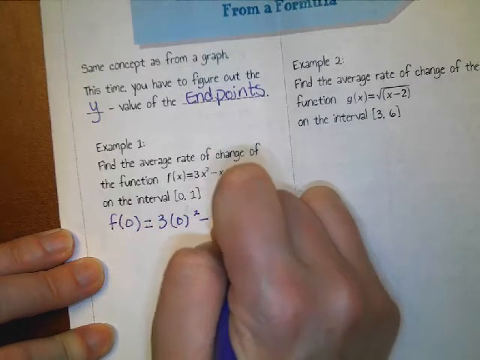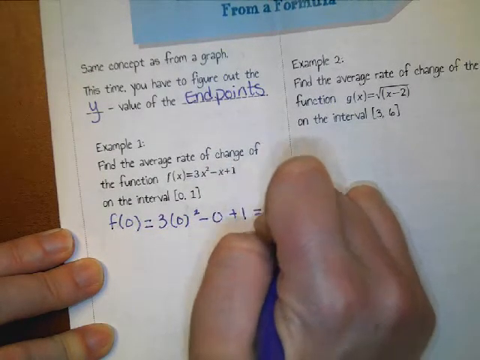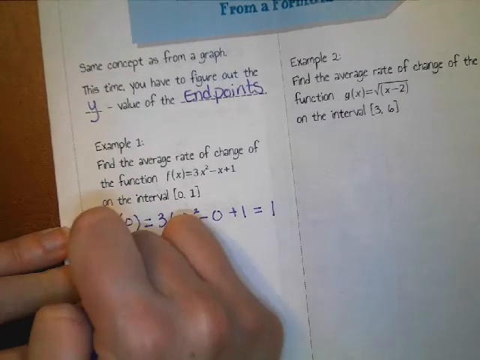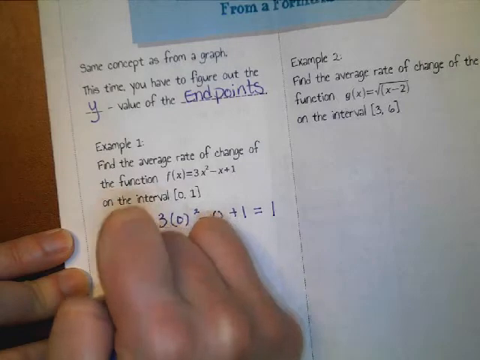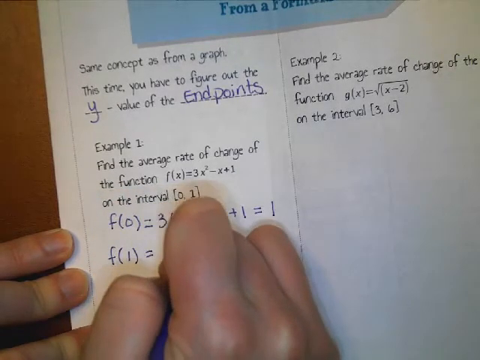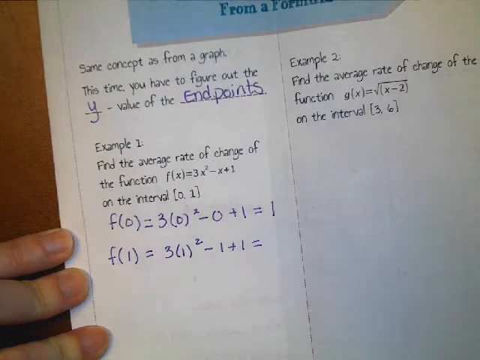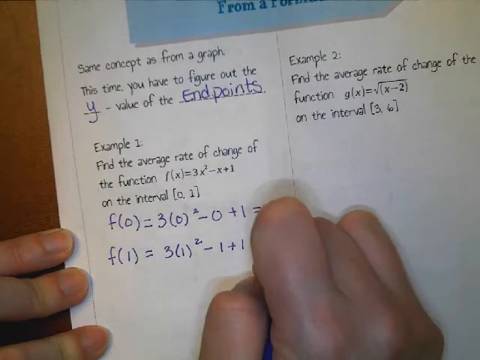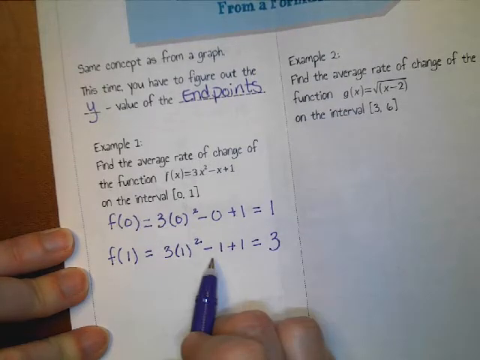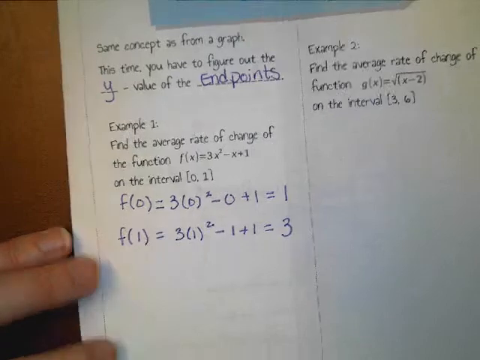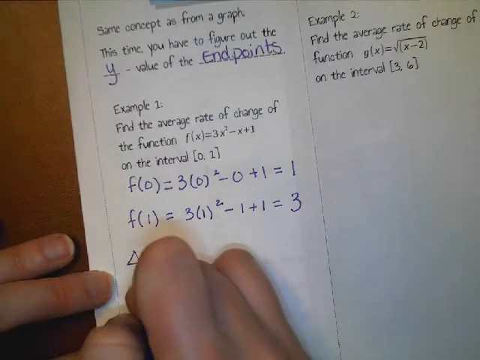Okay, 3 times 0 squared minus 0 plus 1, Gunjay says is 1. Do you guys all agree? Yep, okay. So what's the function value at 1? Don't square the 3, square the 1. So it's a negative and positive 1, so they become 0. So she's right, it's 3.